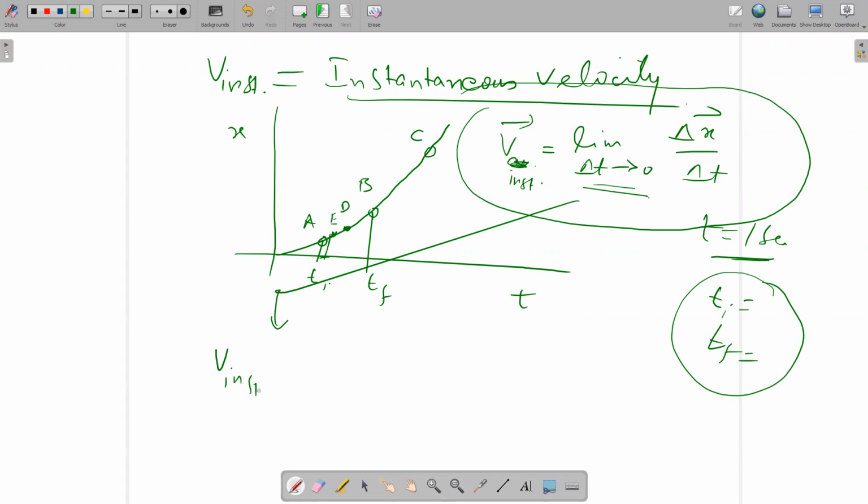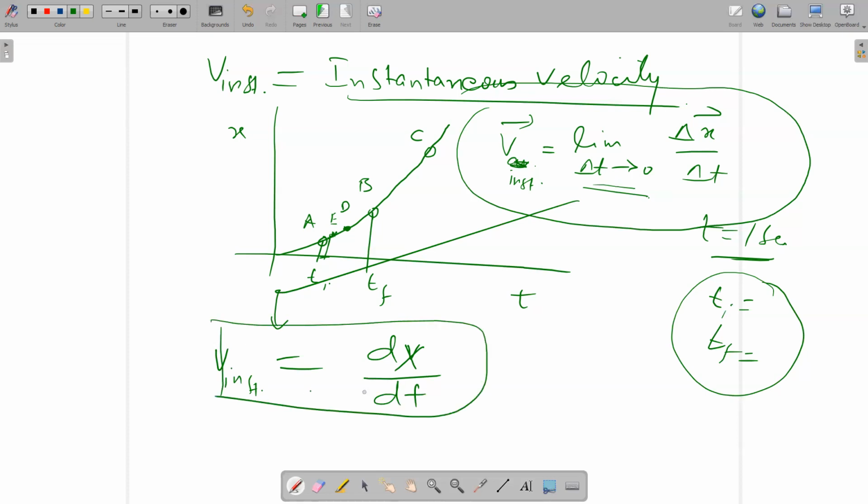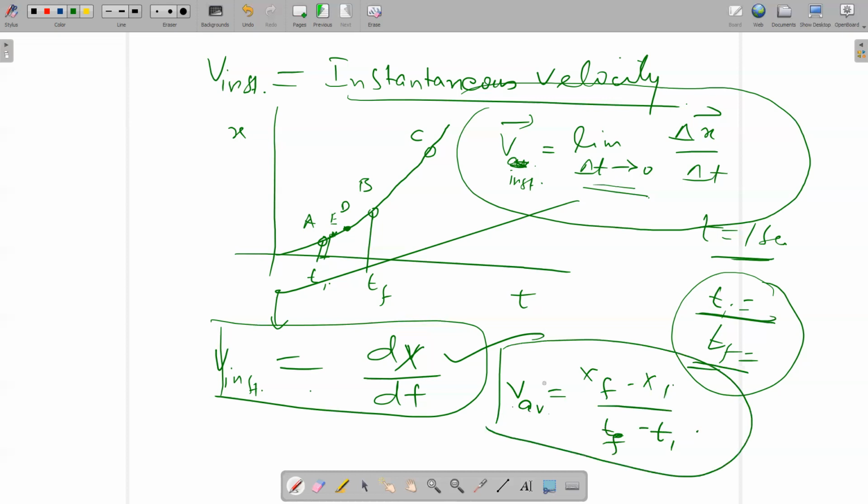So V instantaneous is equal to dx over dt. This is the derivative of the displacement. So if you are taking the derivative of the displacement, then you are measuring the instantaneous velocity. But if you are not taking the derivative, you are just taking two times, T1 and T2, and you apply this formula, V average is equal to Xf minus Xi over Tf minus Ti. It means you are measuring average velocity.